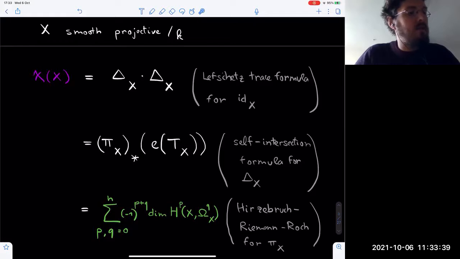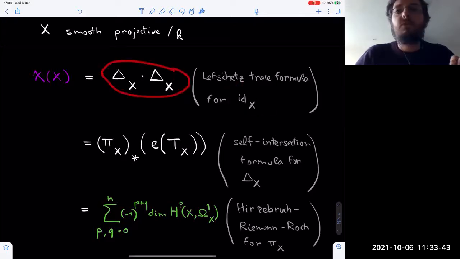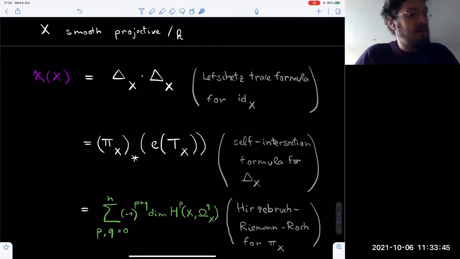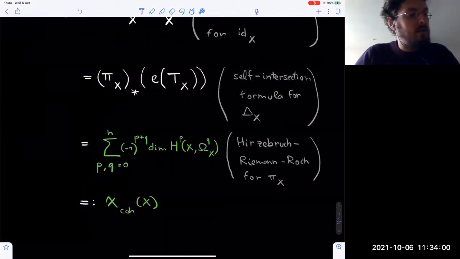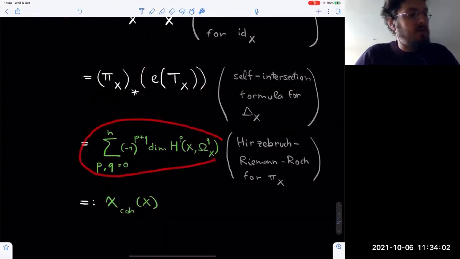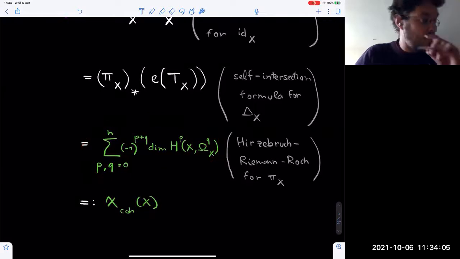You can use the Lefschetz trace formula for the identity to write this as the self-intersection of the diagonal inside X cross X. And then using the self-intersection formula, you can write this in terms of the Euler class of the tangent bundle, and it's the degree of the projection to the point of this Euler class. And then using the Hirzebruch-Riemann-Roch formula, you can write this in terms of coherent cohomology, namely as an alternating sum of Hodge numbers.